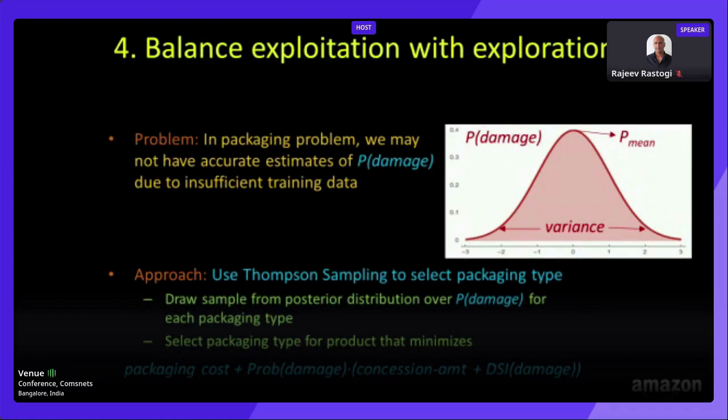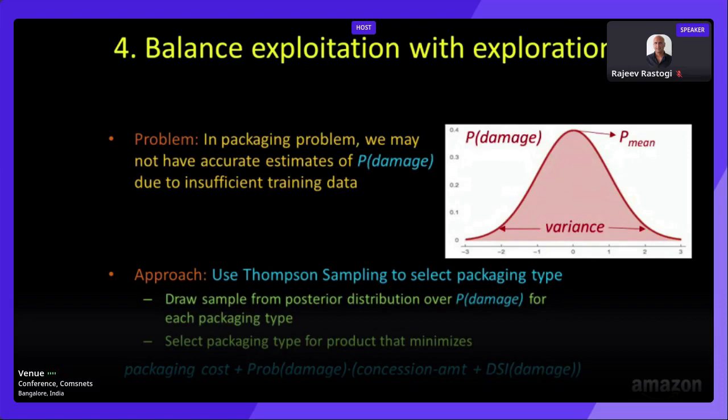But in reality, what you have is a probability distribution over damage probability, something like what is shown in the figure here, right? And the point estimate essentially corresponds to P mean, which is shown again in the slide here. Now, the problem is that the probability distribution over damage probability can have a high variance, right?